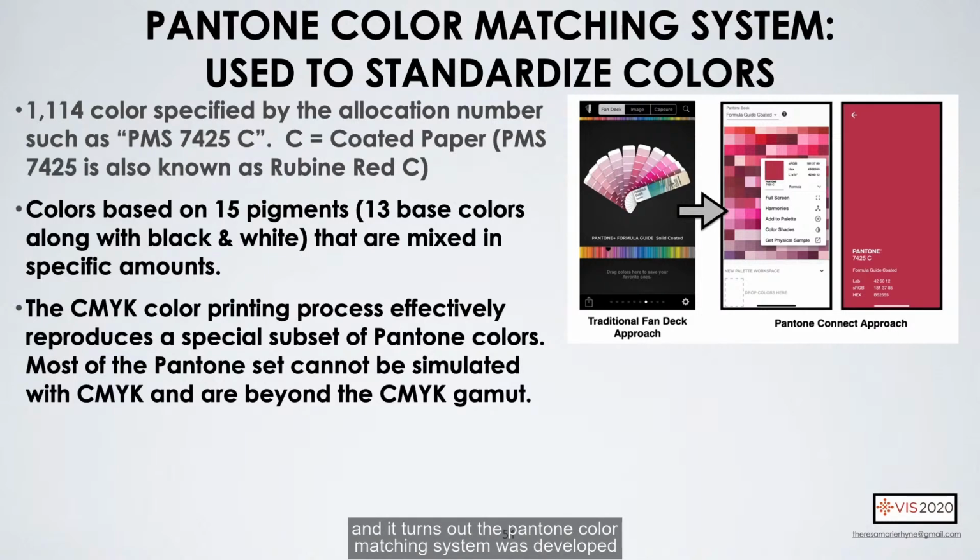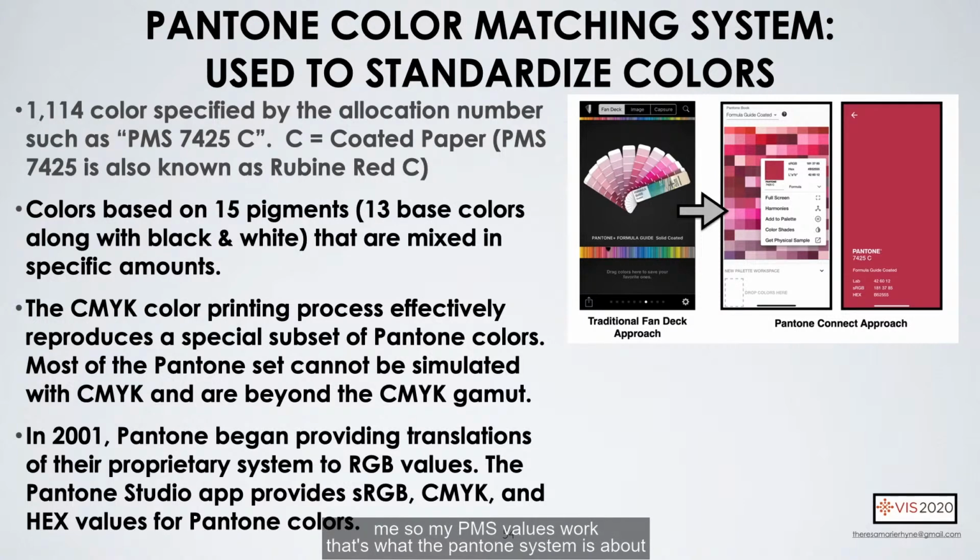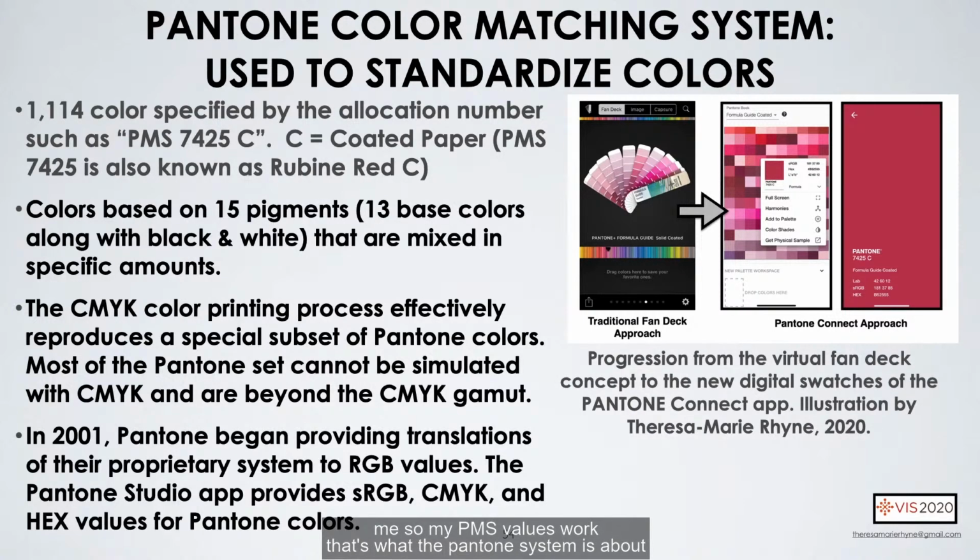And it turns out the Pantone color matching system was developed so that if I have a particular yellow, I can say what my PMS, Pantone Matching System, value of that yellow is. I'm in London. I tell the guy with my British accent what that PMS value is. And today I probably do it with a text message. And the guy in Los Angeles gets that message. It could be a woman too. Either one. They get that PMS value and they can match that in terms of creating a color poster for me. So my PMS values work. That's what the Pantone system is about.